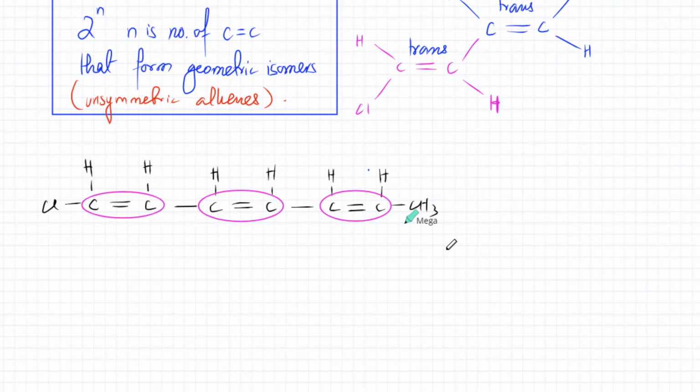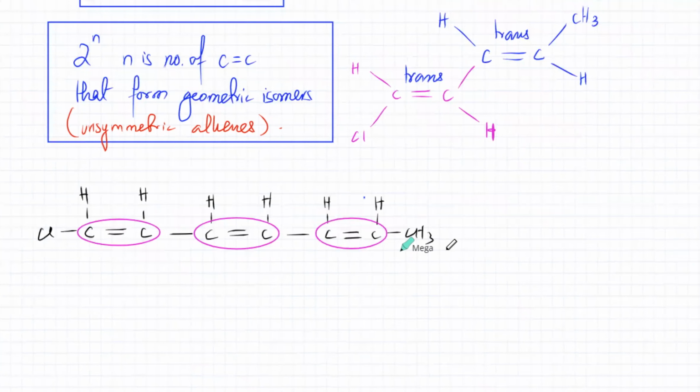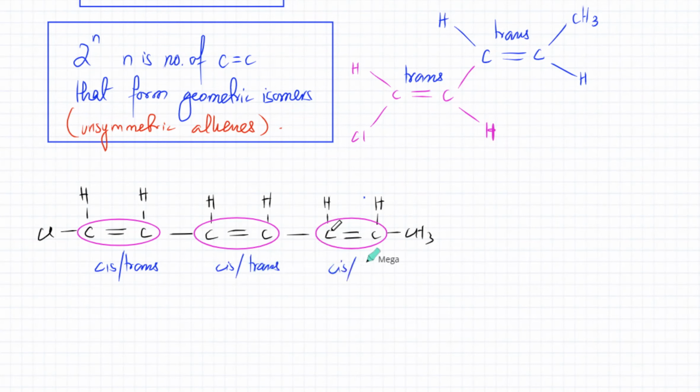So according to 2 to the power n, how many different geometric isomers are possible for this? But how many double bonds are making geometric isomers? That's 1, 2, and all 3 of them, right? Yes, sir. So this one could be in a cis and trans arrangement. This one could also be either in the cis or the trans arrangement, and this one could also be in the cis and trans arrangement.